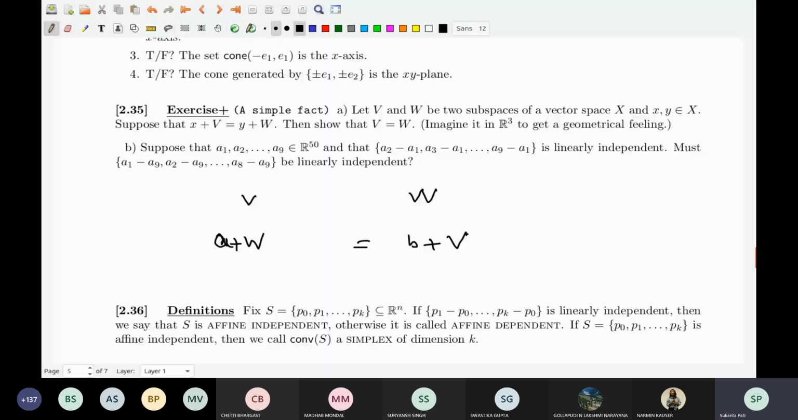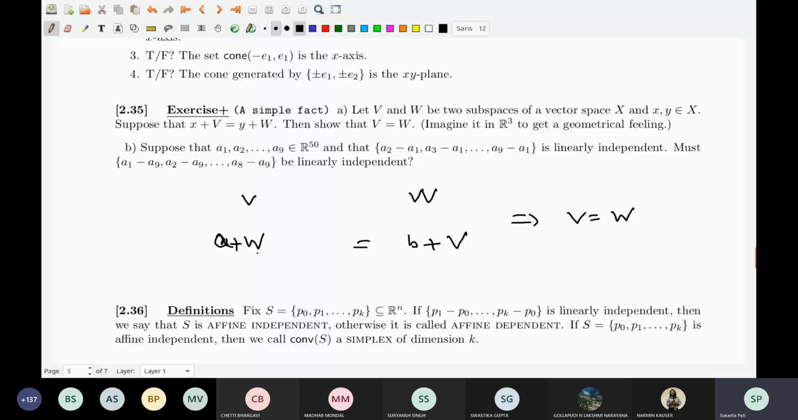Imagine this way. Imagine R3. In R3, you imagine a subspace, meaning a plane that passes through the origin. Just imagine one plane and then translate that plane by some amount. I also imagine one plane, and I also translate it by some amount. But finally I have reached the same translation that you got.